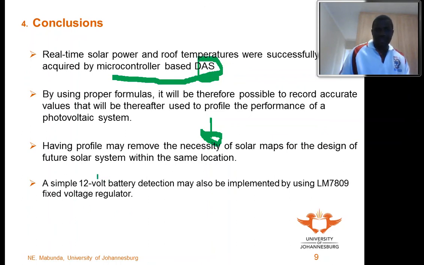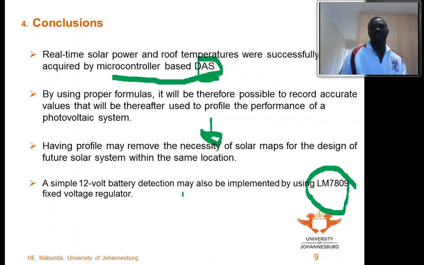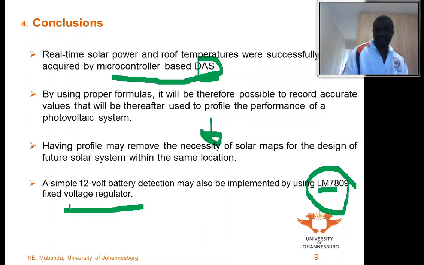And then again, we learned that the battery level can be detected using an LM7809 if it's a 12-volt battery. So for other applications, if you want to estimate the remaining battery level, you can use the voltage divider rule, where some voltage, 9 volts, is dropped by the LM7809, and the rest will indicate the available charge.